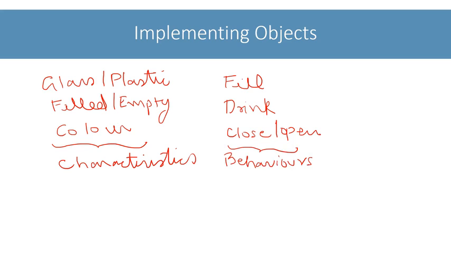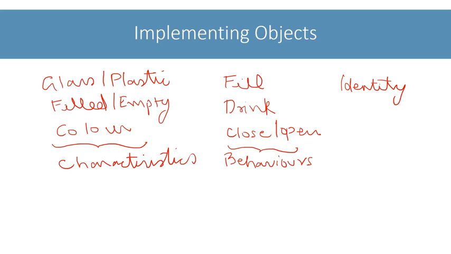The bottle belongs to someone. It may be your bottle, or your friend's bottle, or your parents' bottle. This gives the bottle an identity. This identity helps to identify the bottle even if the characteristics of two bottles are same.